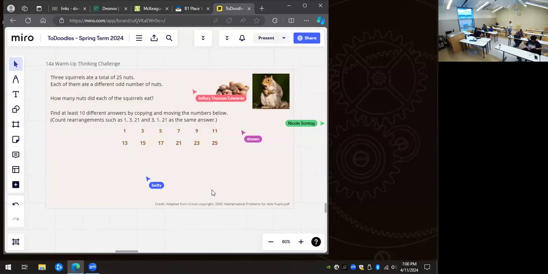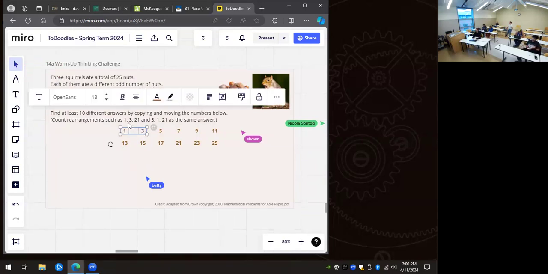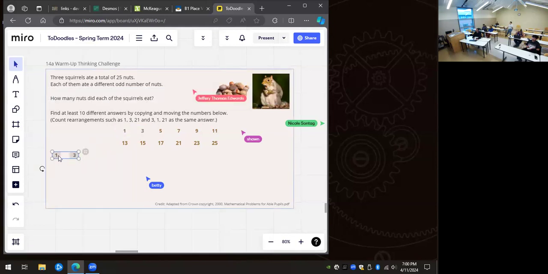Do you want another warm-up? Do you like these thinking puzzles? Yeah. Okay, so talk to each other. This one, you're going to make copies of numbers. I've provided all the numbers you need here, but you might need to make copies of them. There are 3 squirrels. They ate a total of 25 nuts, and each of them ate a different odd number of nuts. So what are ways that this could happen? We could do, as one example, 1 and 3 makes 4.